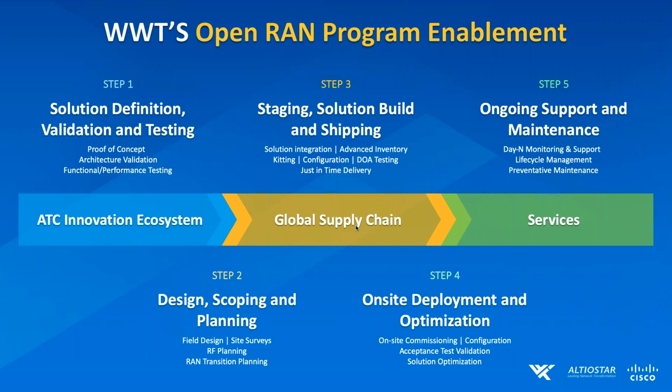We find each operator has a different set. And then from there, we take it into design, scoping and planning. This includes many of the things Shabir talked about in terms of how much fiber is in the environment. What's this going to look like in practice? And once we have it defined and design scoped, we'll stage, solution build, and ship. This is where we can leverage the big muscle that WWT has had in practice for 30 years, really helping our customers less with the technology decisions, but more the consumption.